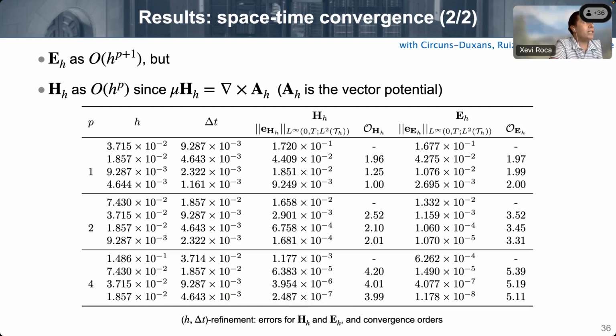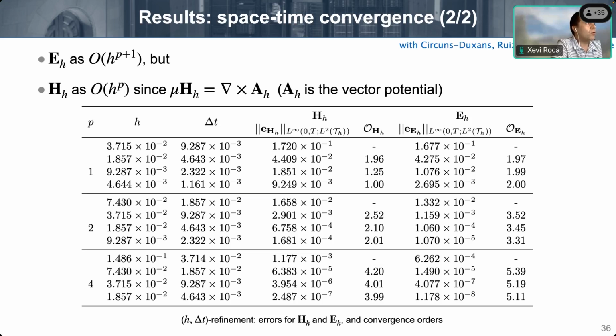What we see is that the electric field converges with order p plus 1 and the magnetic field converges with order p. What's going on? This makes sense because the magnetic field is related to the magnetic flux, which is the curl of the vector potential. So it's a derived quantity of the vector potential. You're losing one order of convergence, and that's the reason the magnetic field converges in that manner.